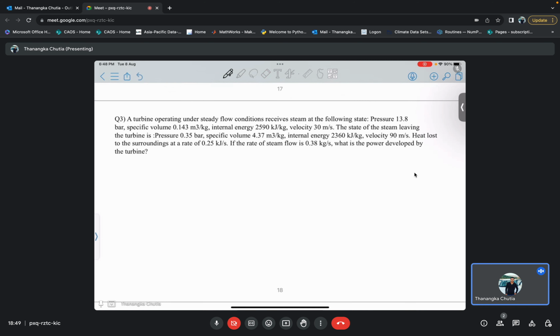A turbine operating under steady flow conditions receives steam at the following state: pressure 13.8 bar, specific volume 0.140 meter cube per kg, internal energy, velocity, and the state leaving the turbine is given. So basically in the steam power plant, you forget about all the other components, you just look at the turbine. This is the inlet to the turbine and there is some exit. Just this we have to consider, the rest we should not consider. I'm giving this state as state 1 and this as state 2, that means 1 is my entry and 2 is my exit.